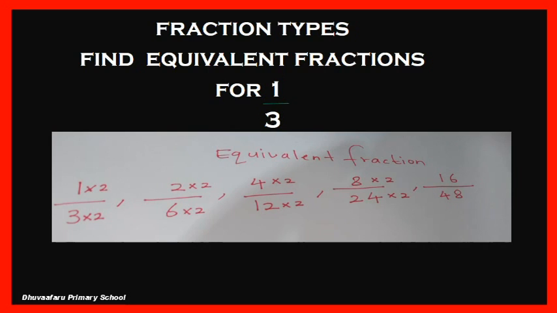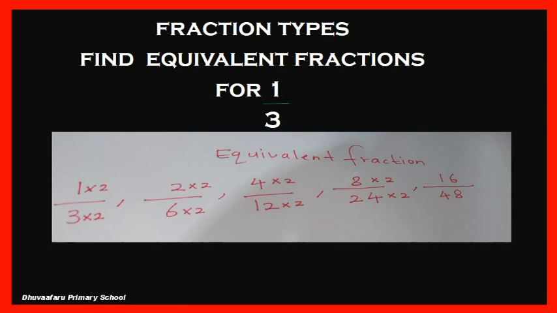Let's find equivalent fractions for 1/3. You have to times 1/3 by 2. 1 times 2 is equal to 2. 3 times 2 equal to 6. Once again you have to times it again. 2 times 2 equal to 4. 6 times 2 equal to 12. Once again, 4 times 2 equal to 8. 12 times 2 equal to 24. Once again, 8 times 2 equal to 16. 24 times 2 equal to 48.